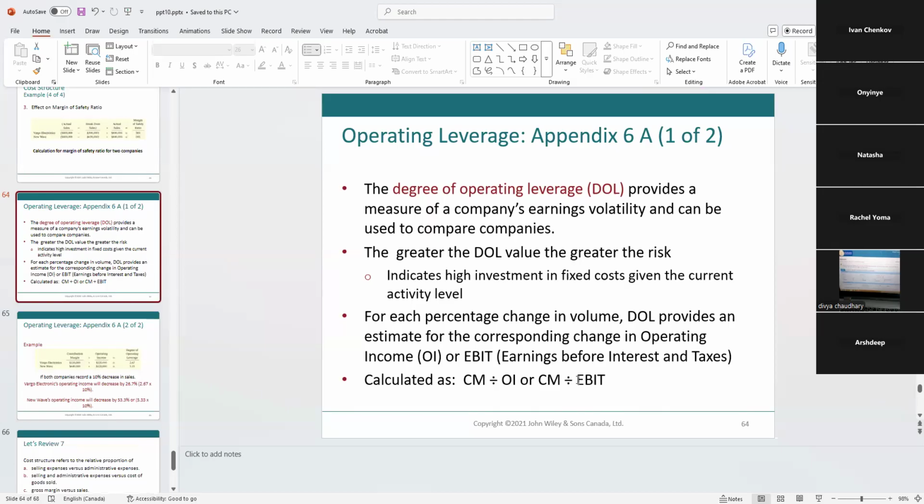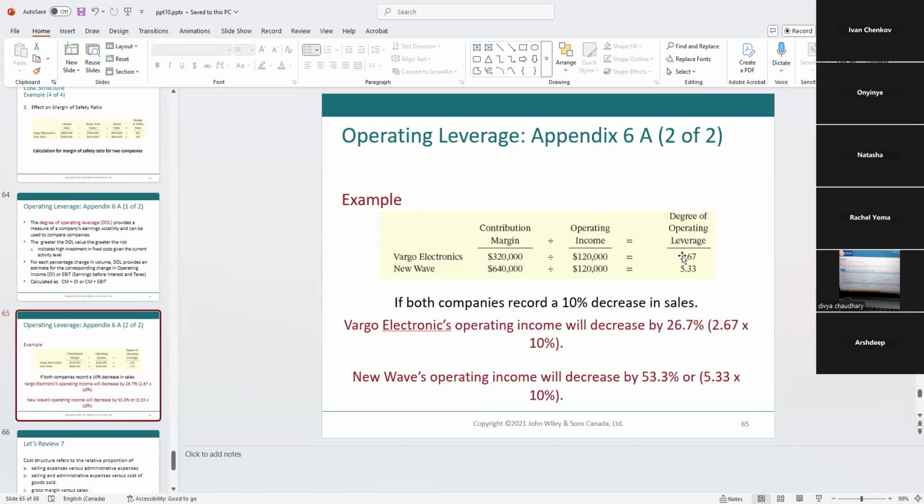How are we going to get the operating leverage? It's a simple calculation: the contribution margin divided by operating income. Or in other words, how many times I have my operating income in my contribution margin. Once we get this number, how does that help you? It helps if you increase the sales by 10%: how much are you going to get as an increase in operating income?